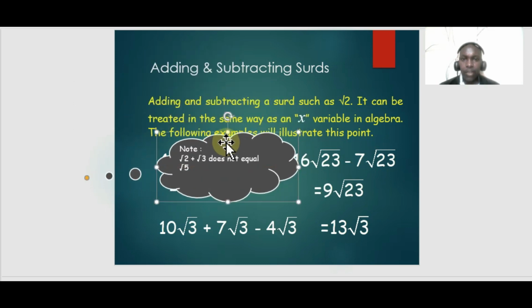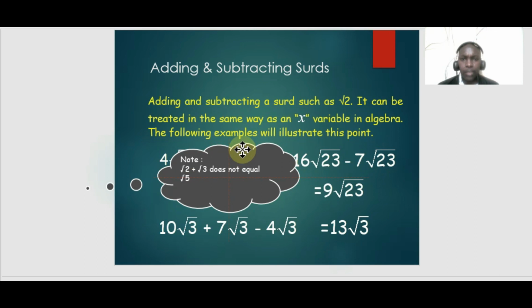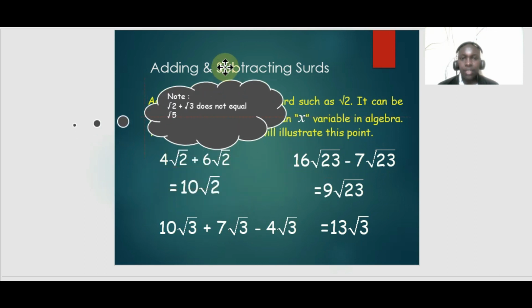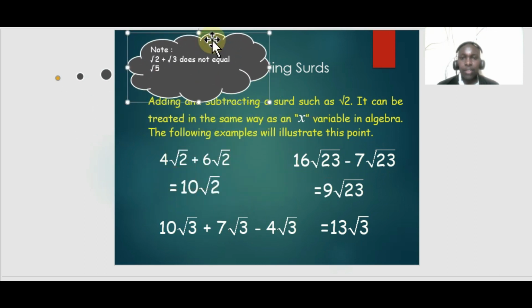Now when you are adding or subtracting surds such as root of 2, root of 3, root of 5, it can be treated in the same way as an x variable in algebra. Now the following examples will illustrate this point better. So when we are adding or subtracting surds, what we do, we replace or substitute the surd with any variable, either x, y, any algebraic variable like x, y, z, and so on.